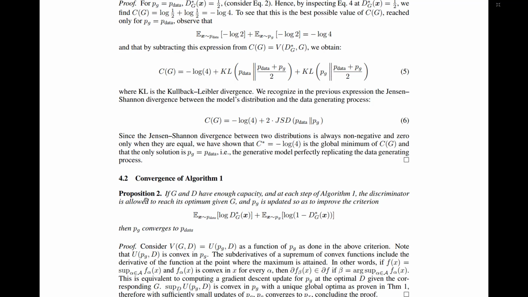And then finally, for this last proposition, we have that if G and D have enough capacity, and at each step of Algorithm 1, the discriminator is allowed to reach its optimum given G, and pg is updated so as to improve the criterion, where this is actually our criterion, then pg converges to p data.